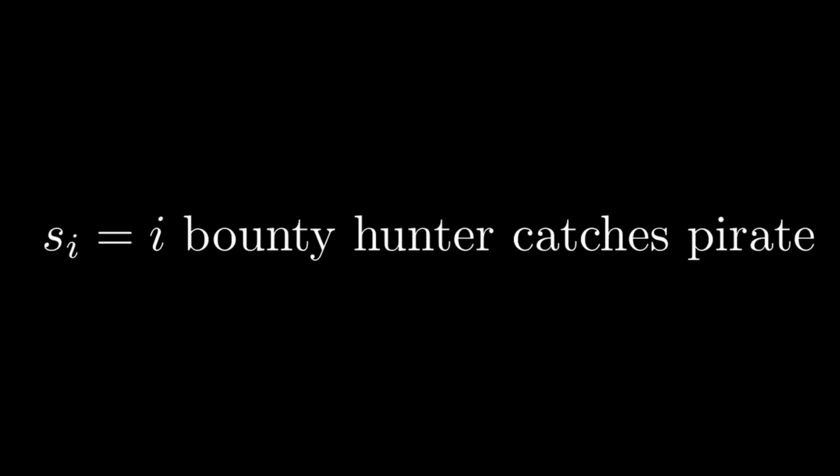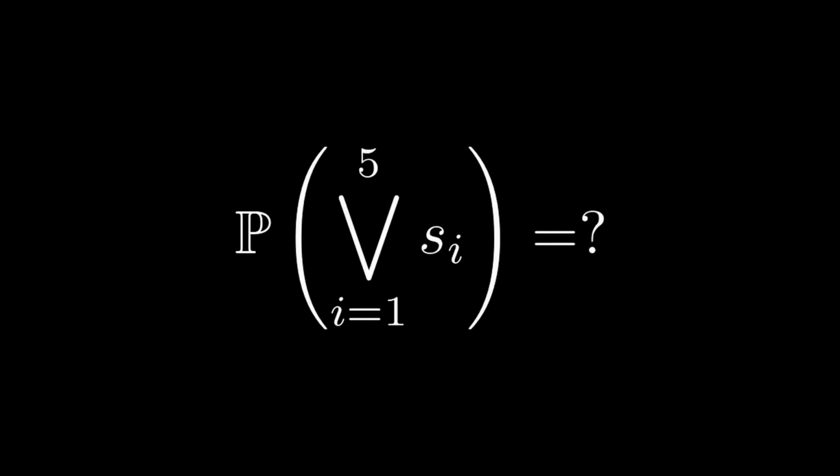So let's solve the story. Back to the pirate and the bounty hunters. Let S sub i denote the event that the ith bounty hunter catches the pirate captain. Then the captain is interested in the probability that at least one of the bounty hunters catches the ship. That is, the goal is to find the probability of the logical OR as i goes from 1 to 5 of S sub i.